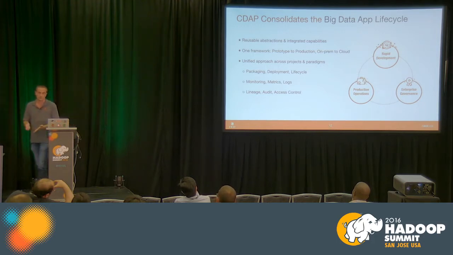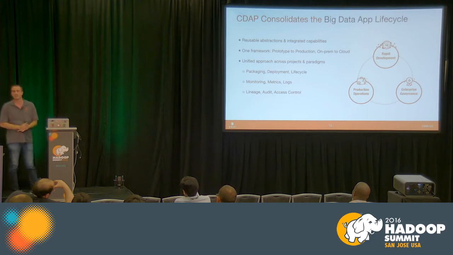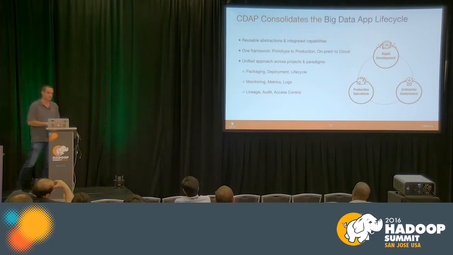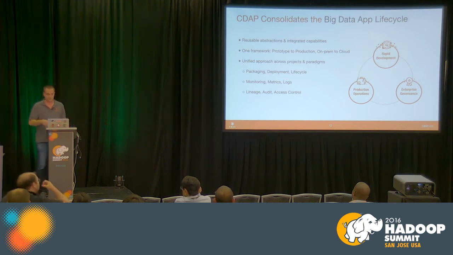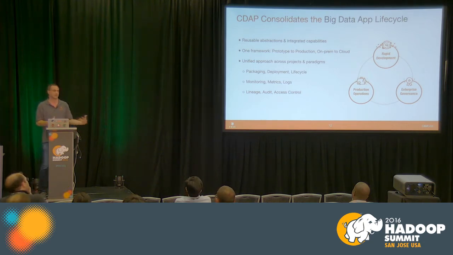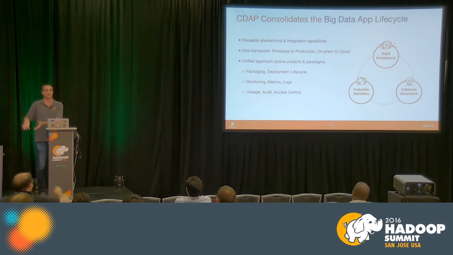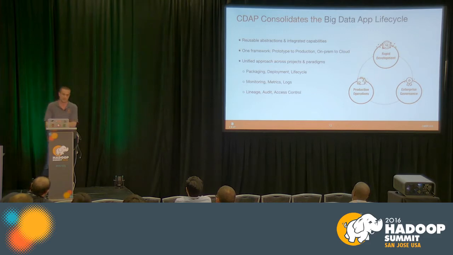So it's one framework, prototype to production, on-prem to cloud. Everything is flexible in both things. And it provides a unified approach across the different projects and paradigms. So you might be working with Spark or MapReduce. You might be working with HDFS or HBase. But you don't necessarily want different audit and lineage systems or different governance, different security. The same for monitoring metrics and logs. Do I want to ingest logs or metrics into my dashboarding systems in a different way for each system? Or do I want a single consistent API that I can just integrate everything with?